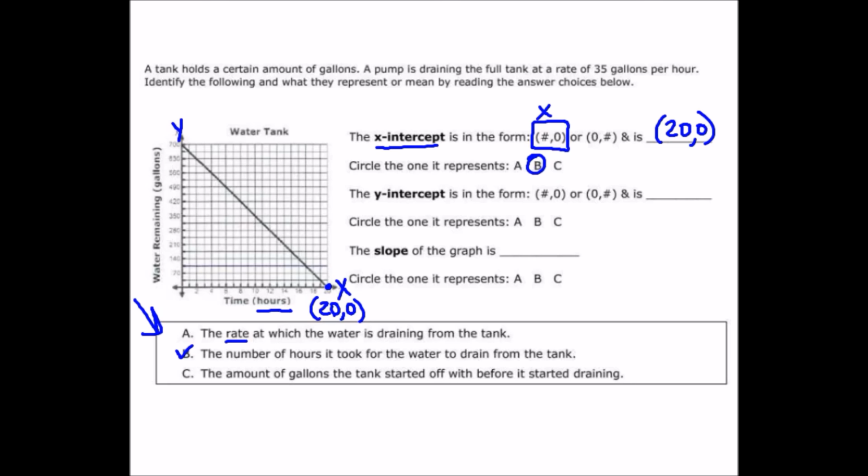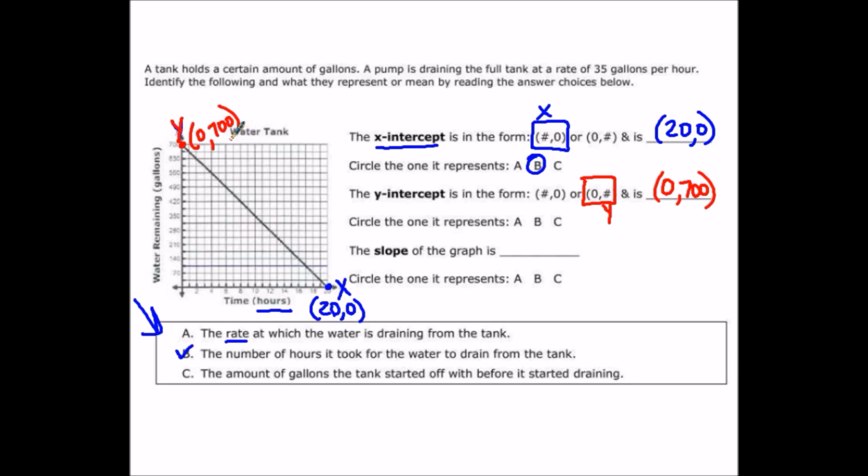Now the y-intercept, it says, is a form of a number and 0 or 0 and a number. Well, it's always 0 and a number because for y-intercept, you need a y value. So if I come over here to the graph, I'm looking for the y-axis. Here it is. And bam! Looking at the y value right there. Okay? Now it looks like to me that number is 700. So I can go 0, 700. My x value is 0. My y value is 700.